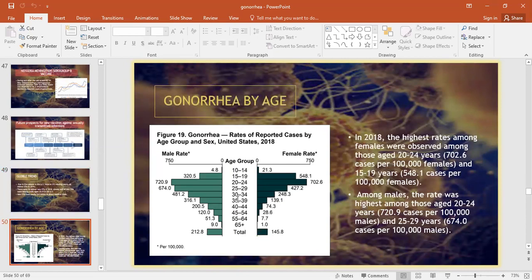Gonorrhea by age. In 2018, the highest rate among females was observed among those 20 to 24 years and 15 to 19 years. Among males, the rate was highest among the age groups 20 to 24 years and 25 to 29 years.